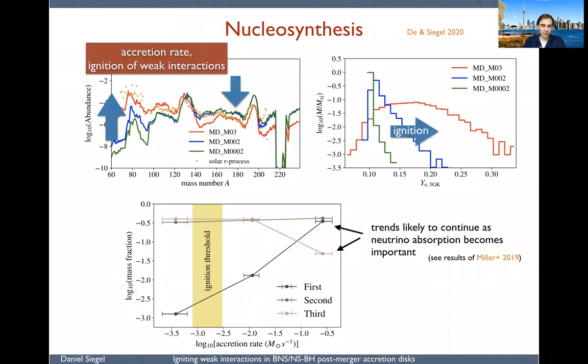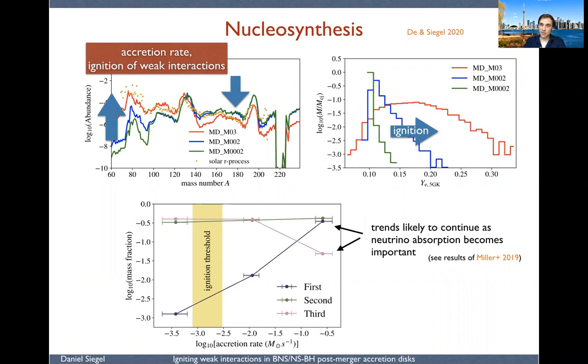Now, what does that mean in terms of the total outflow of the system? If we integrate over these outflows, we can see a nucleosynthesis analysis on the top left here, where you can clearly see that as you switch on weak interactions, so as you go to higher M dot disks, you get significant contributions of first to second peak r-process material. So you get more blue emission, which would result in a blue kilonova signature, while the heavy elements tend to be reduced at some point, only slightly so far, but as you go to even higher accretion rates, that could continue to drop.